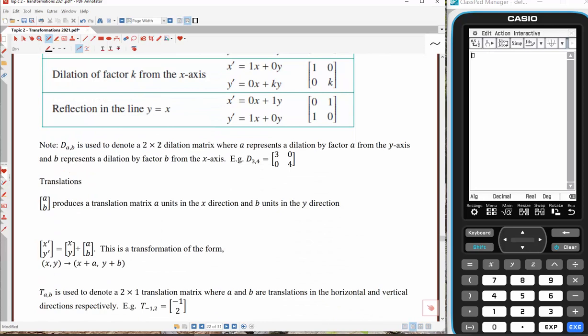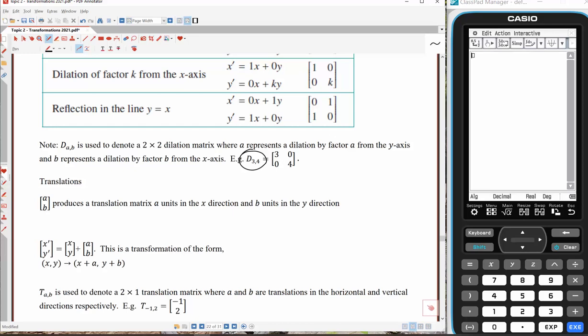DAB is used to denote a 2 by 2 dilation matrix, where A represents the dilation factor A from the y-axis, and B represents the dilation factor B. So this one here, D34, I haven't really seen this notation. I actually pinched this a few years ago off Mr. Tench's PowerPoint, and I haven't really seen it on exams, but it's worth noting that this is a representation or a construction of a dilation matrix.